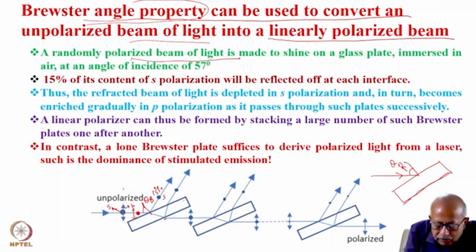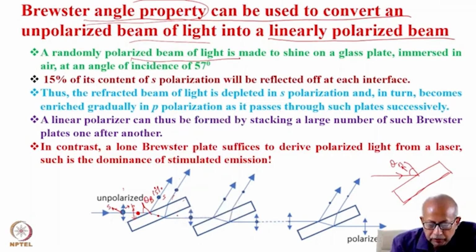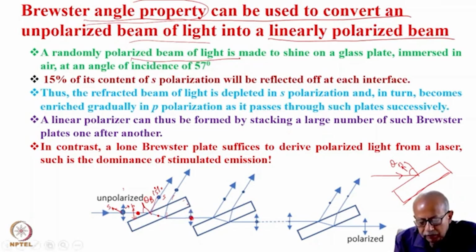And then on the second interface, the same thing will happen. Of the 85% of the S polarization which is remaining, 15% will be reflected and the rest will be refracted, along with the entire P polarization, which of course would not be reflected. So S polarization is now reduced after suffering reflection loss at these two interfaces, but the P polarization is intact. The entire P polarization is retained.